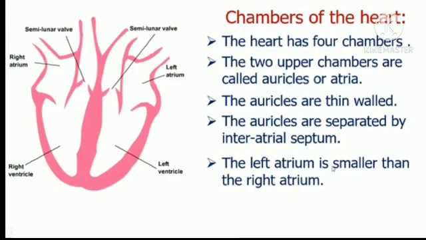Chambers of the heart. The heart has four chambers. The two upper chambers are called auricles or atria. Atria is the plural form of atrium. Right atrium and left atrium. The auricles are thin walled. The auricles are separated by the interatrial septum. Septum means it separates the left and right auricle. The left atrium is smaller than the right atrium.